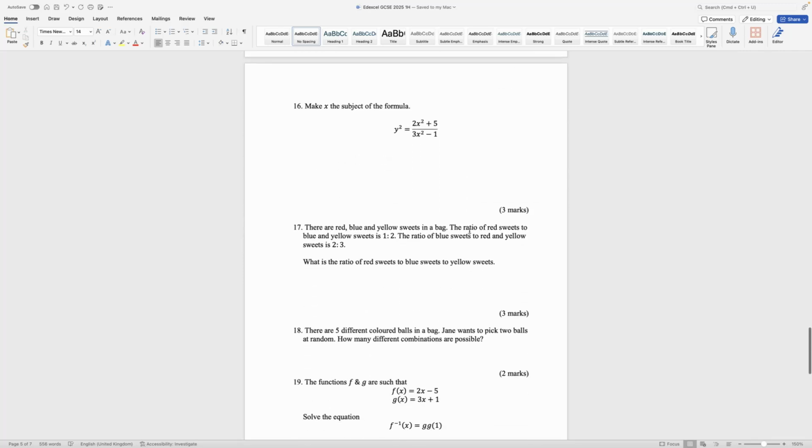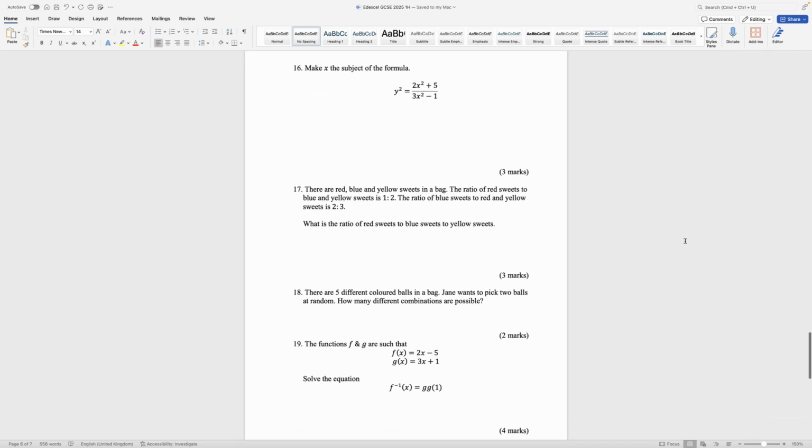Question 16. Make x the subject of the formula. y squared equals 2x squared plus 5 over 3x squared minus 1. Question 17. There are red, blue, and yellow sweets in a bag. The ratio of red sweets to blue and yellow sweets is 1 to 2. The ratio of blue sweets to red and yellow sweets is 2 to 3. What is the ratio of red sweets to blue sweets to yellow sweets?